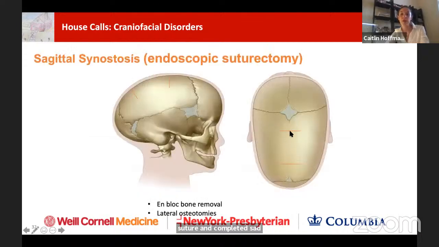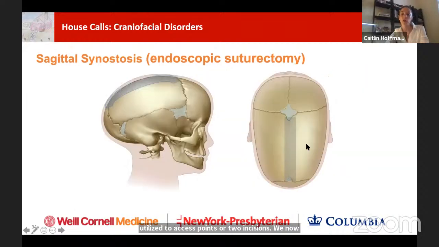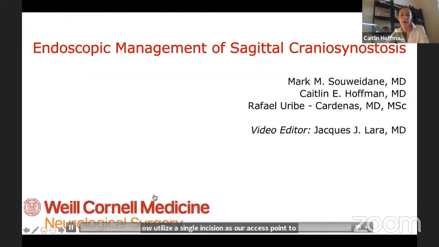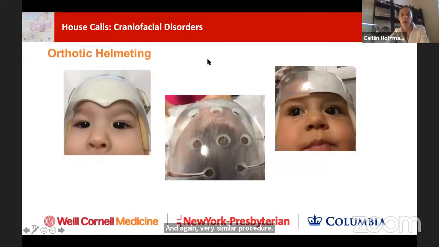Sagittal synostosis historically utilized two access points or two incisions. We now utilize a single incision as our access point to remove that abnormal strip of bone in the midline. And again, very similar procedure. Unilateral coronal synostosis, the incision is placed along the fused suture. We remove that abnormal bone. These patients are then placed in orthotic helmets for, again, the duration of therapy that we indicated.